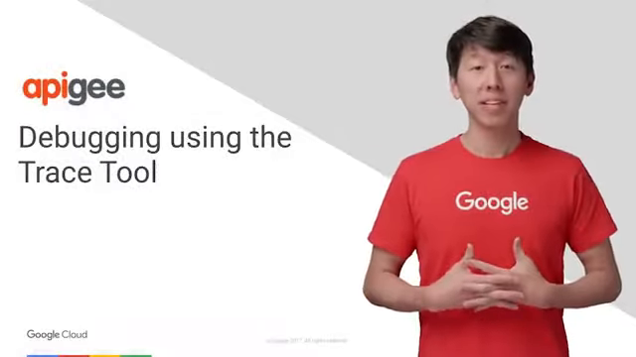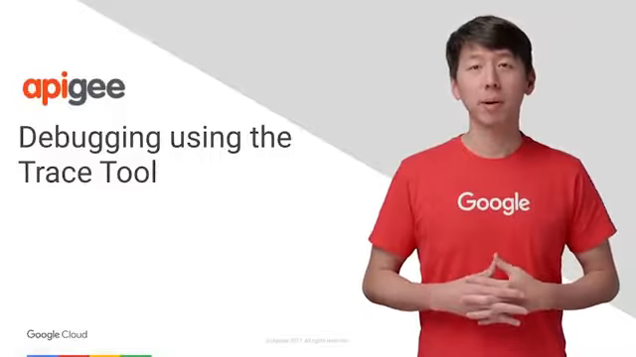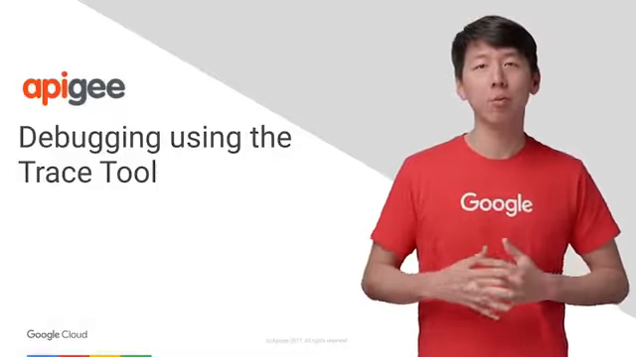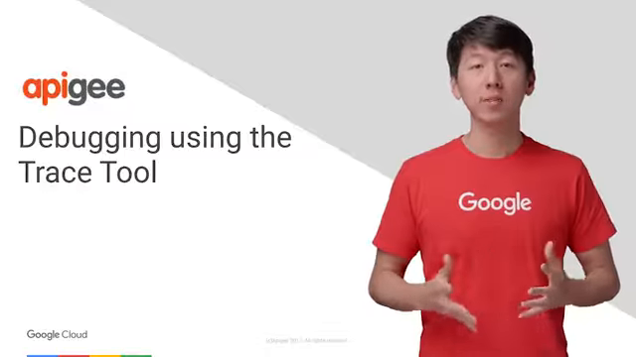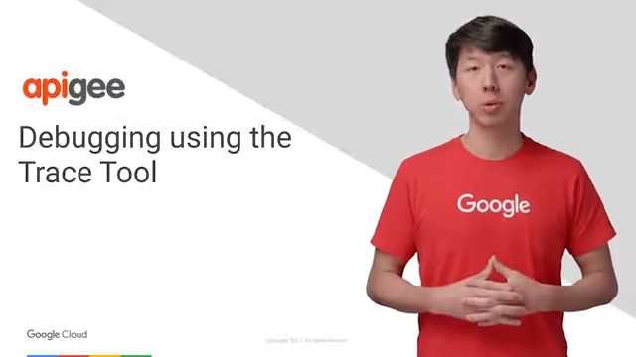Debugging. Now, if you're like me, you probably hate debugging too. One of the most frustrating parts of debugging is to find where a specific error originated from. Over the next few minutes, we'll cover a very useful tool in Apigee Edge, the Trace tool.